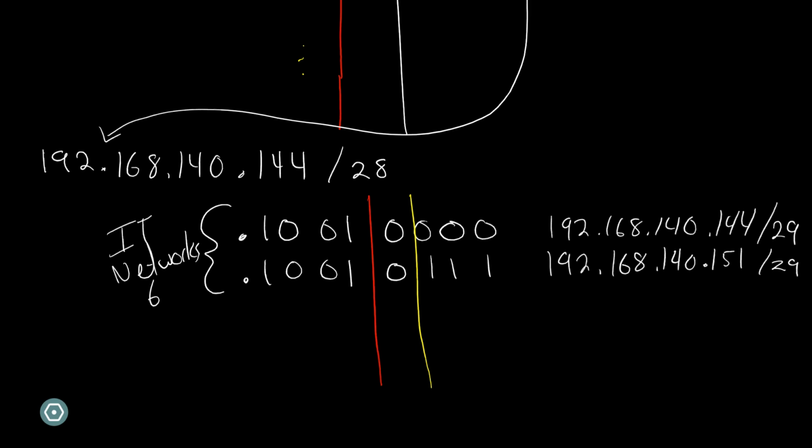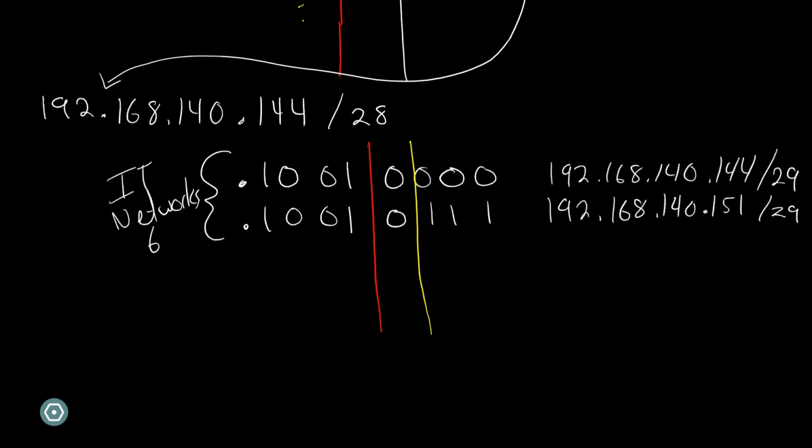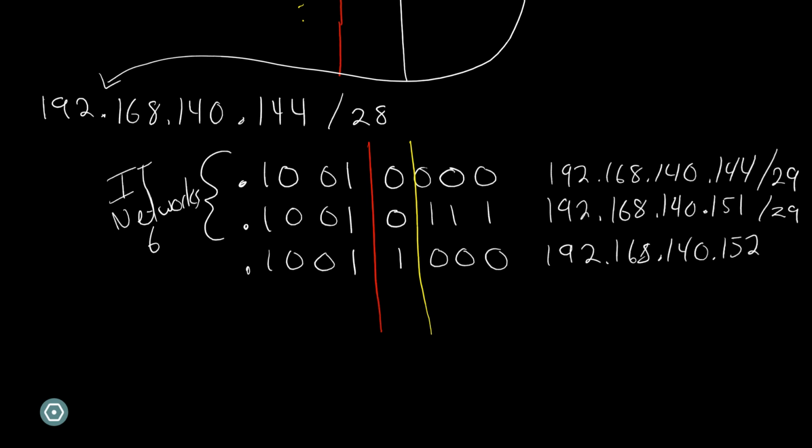Now what we need to do is we're going to continue working. So if we were to look at the next network address, the next network address would be if this was a 1. So 001.000, which gives us 192.168.140.152. Also, this is a /29, but we're not going to worry about that right now. To get to the network, you could have just added 1 to the previous network's broadcast. And we need to split this up further.